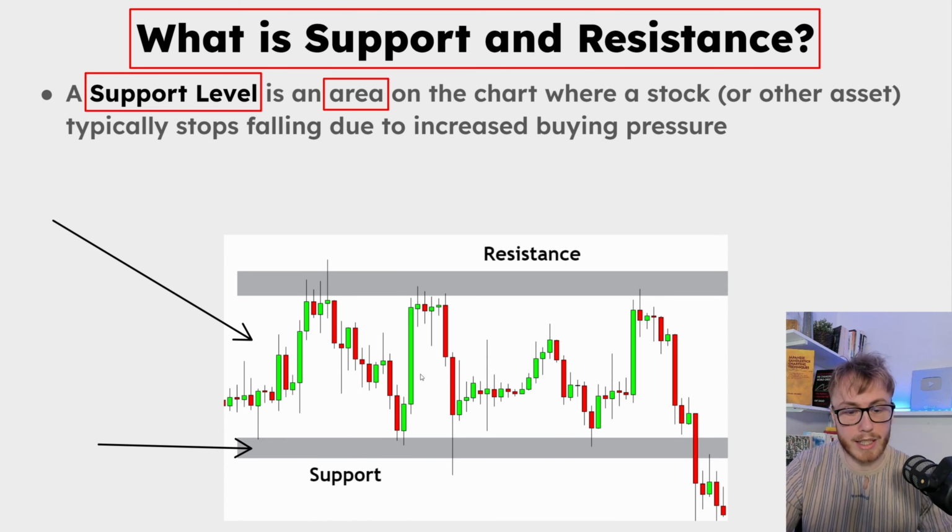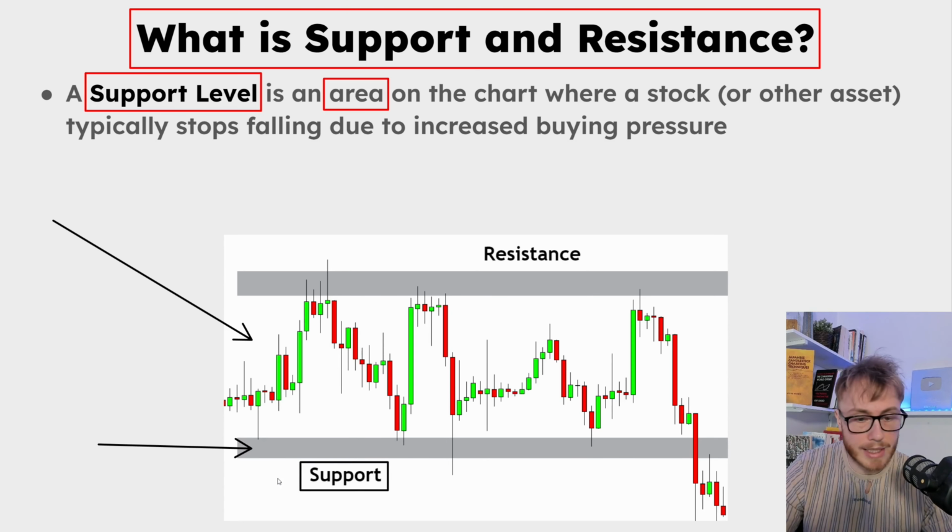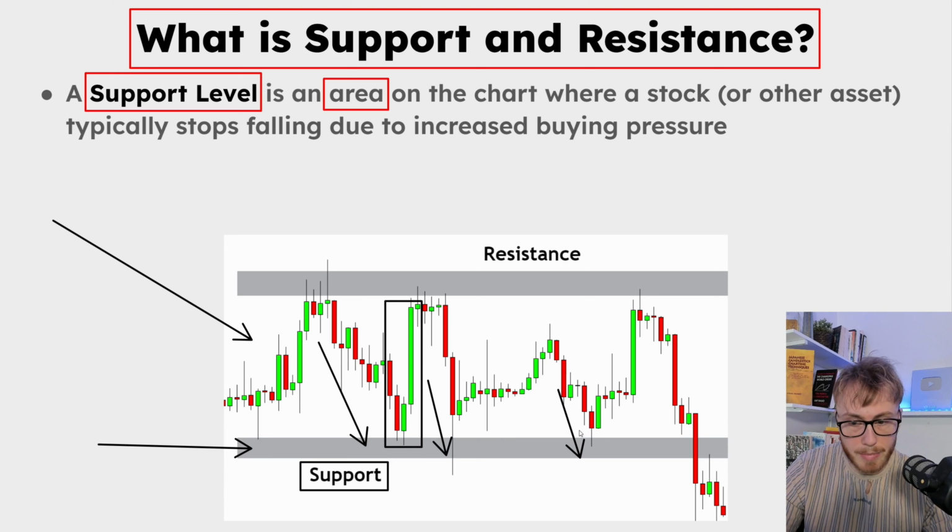So for example, on this chart right here, you can see that we have a support level, which is this gray area right here. And as you can see, every time the price approached this support level, we actually saw a bounce. So for example, right here, we had a very, very strong bounce. We saw another strong bounce right here. And also the first bounce, you can see that we had a small test here as well.